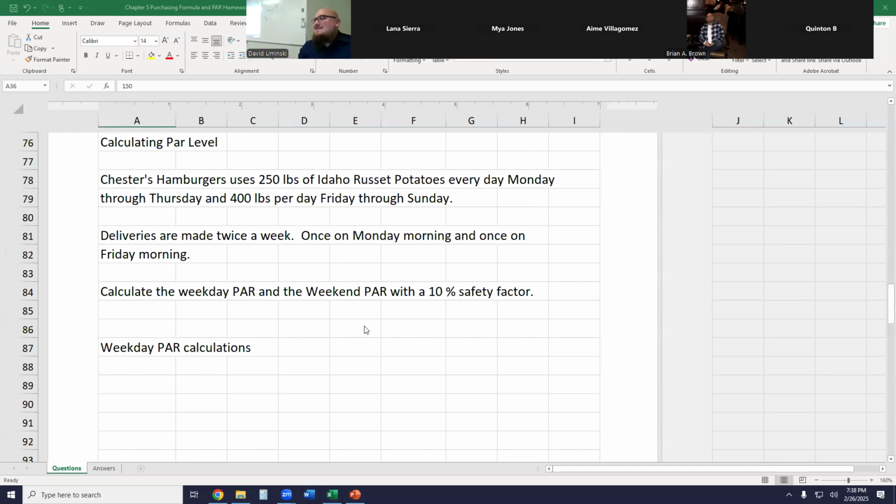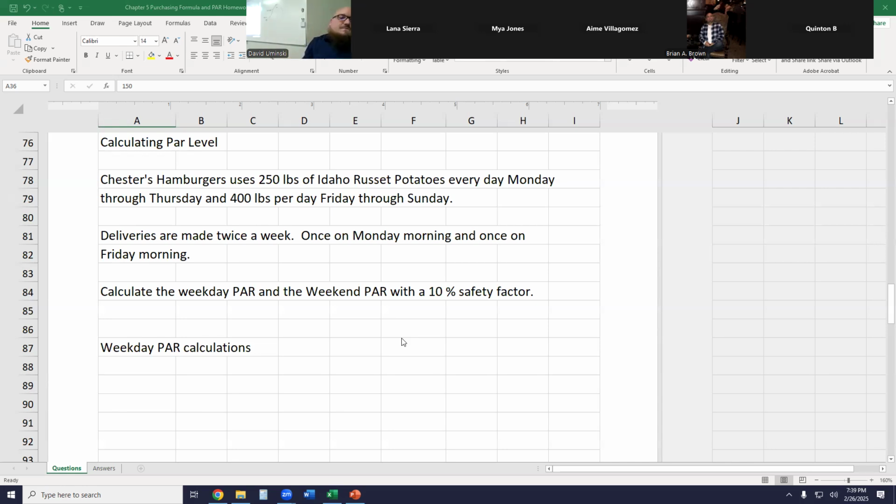Let's all take a look at the last page together. We're gonna combine figuring out what our par is and then actually applying that. The front of the last page, we're gonna calculate our weekday and weekend par. And then we're gonna use those numbers on the back page.